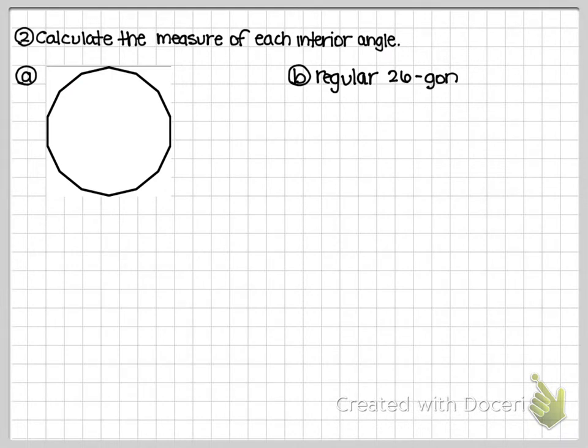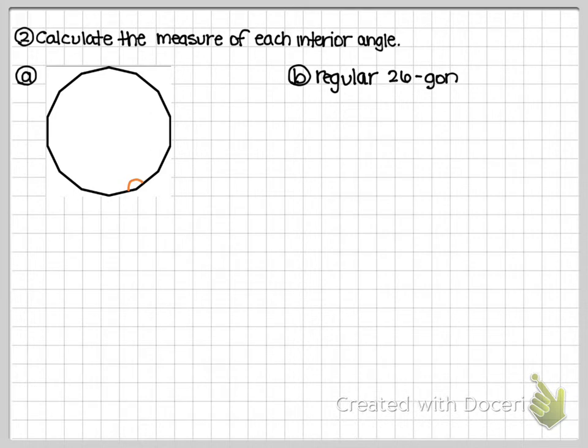If we are calculating each interior angle and we aren't necessarily given a picture, so take a look at B, we have to be told that it is regular. We have to be told basically that all of the interior angles are going to be congruent, all of the exterior angles are going to be congruent, and all of the side lengths are going to be congruent. So if we take a look at this, the measure of each interior angle, basically what we're looking for is we want to figure out how big that orange angle is in that first picture.